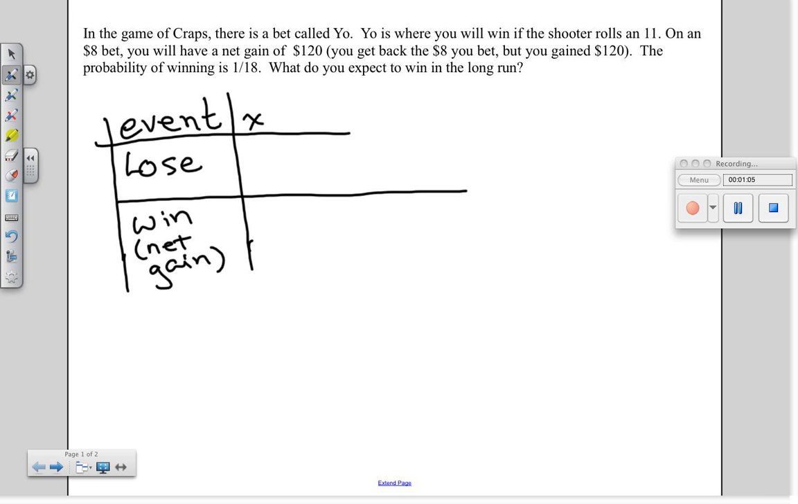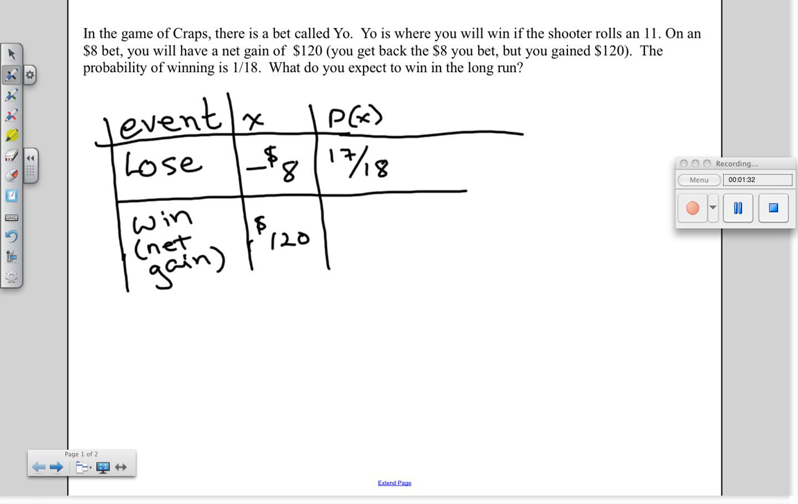X is your winnings. If you lose, then that means it goes away from you. Things that go away from you are negative, so you lose $8, which gives you an X of negative 8. If you win, you're going to gain $120. Now let's look at the probability of each of those winnings. The probability of losing was 17/18. The probability of winning was 1/18.